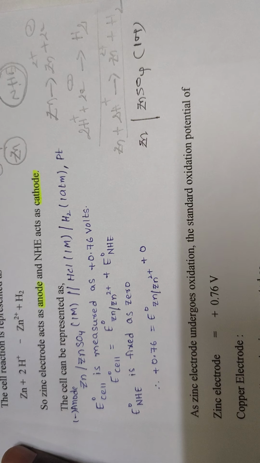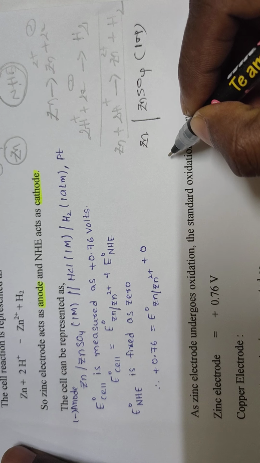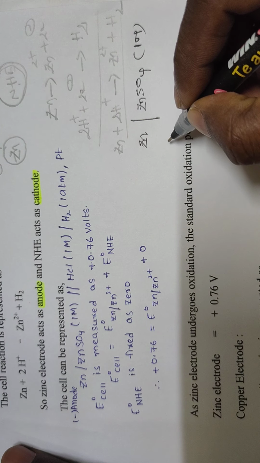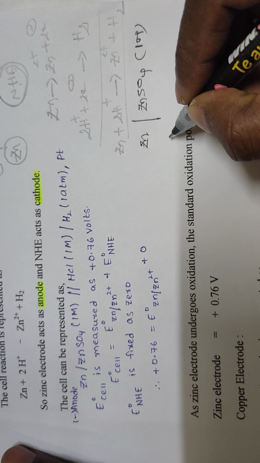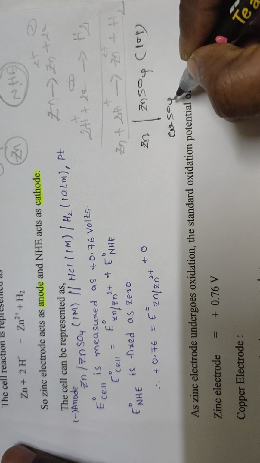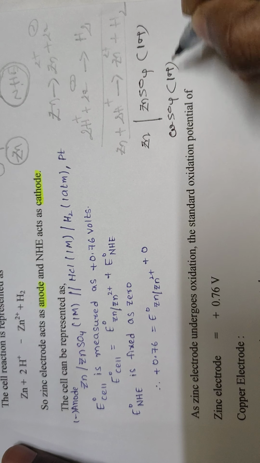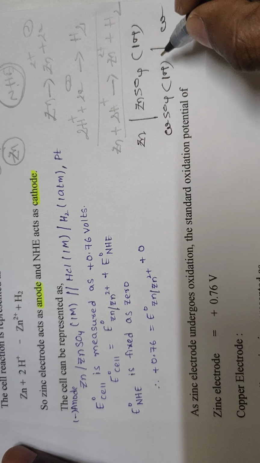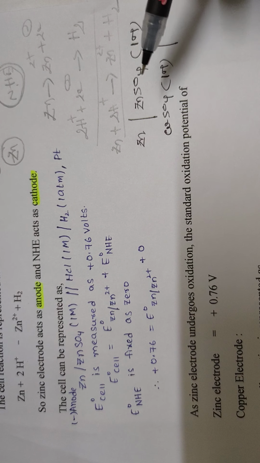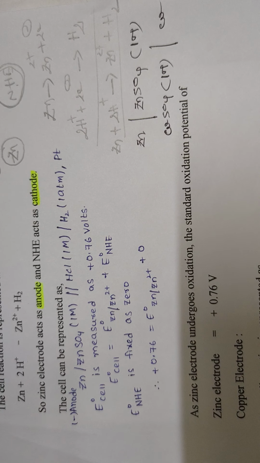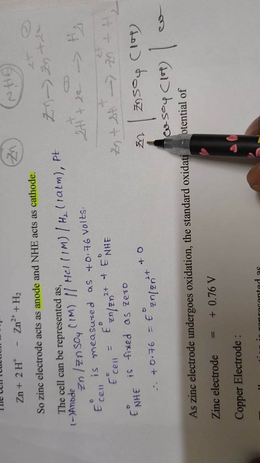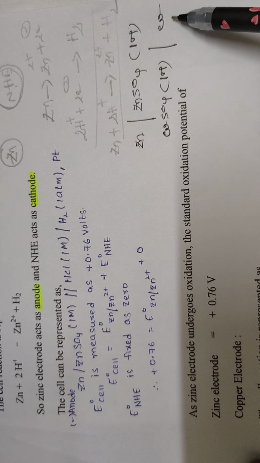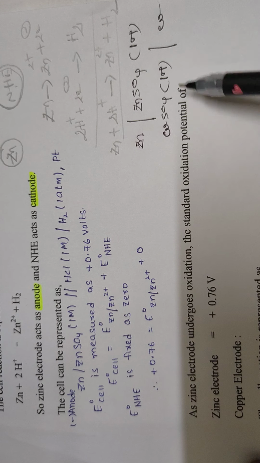While writing the half cell notation at cathode, the electrolyte solution should be written first and then the metal. For example, copper undergoes reduction, so copper acts as cathode. In that case, CuSO4 solution should be written first, for example 1 molar CuSO4, then the electrode, and these two are separated with a slash. It is the half cell representation. So at anode, metal is written first and then electrolyte solution; at cathode, electrolyte solution is written first and then metal. These are separated with slash.